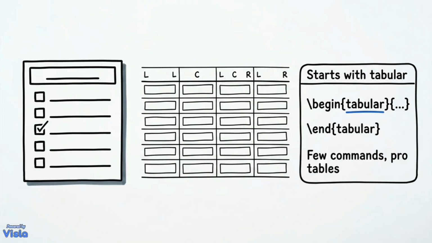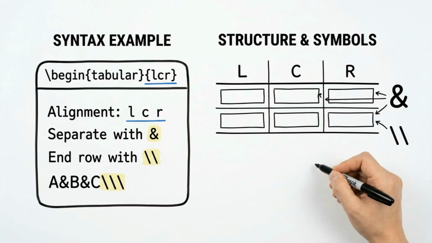Did you know that almost every table in LaTeX starts with the tabular environment? Mastering just a few commands can help you create professional, publication-ready tables. First, define your column alignment using l, c, or r for left, center, and right alignment.